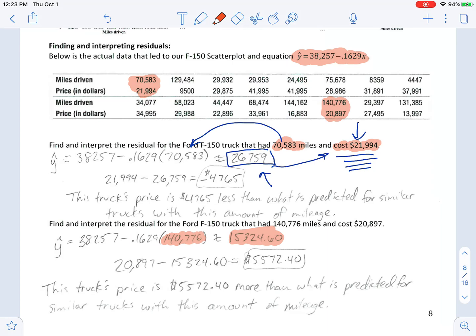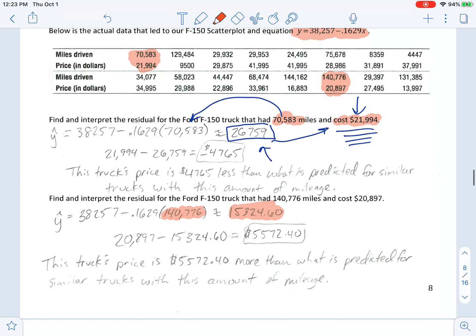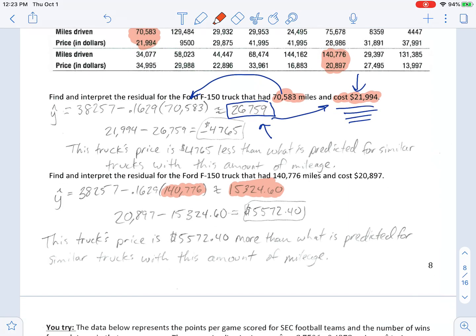This one was more. I don't know, maybe it was in really good condition. Maybe it had certain other features on it. Whatever, there's lots of things you could come up with. But it's higher than what was expected. So you subtract, and since it was higher this time, you expect a positive residual. This price was actually higher than what we would have expected, and that's the interpretation. It's higher by that much money than what was predicted.